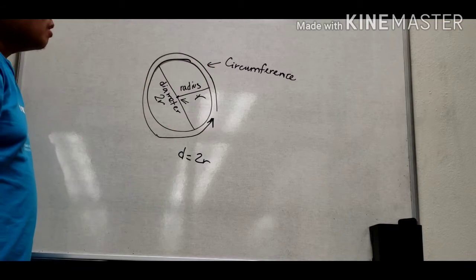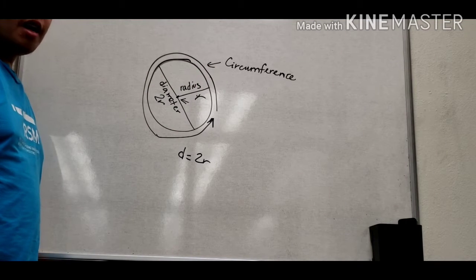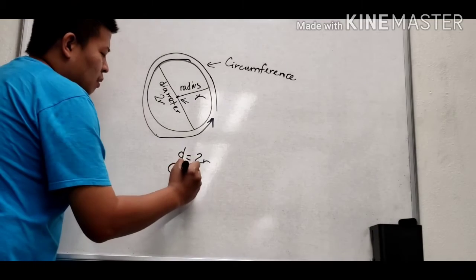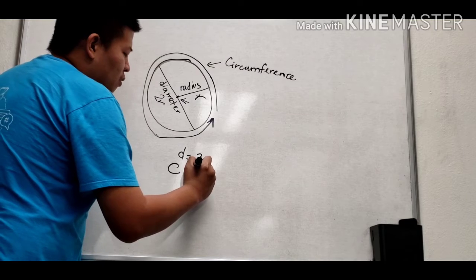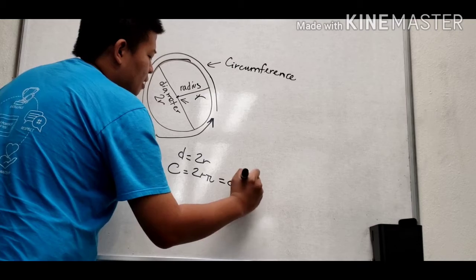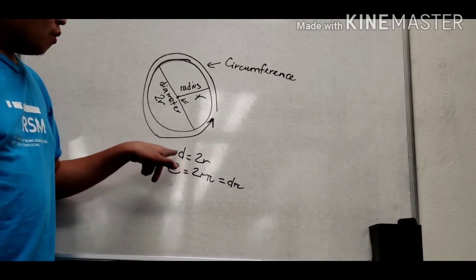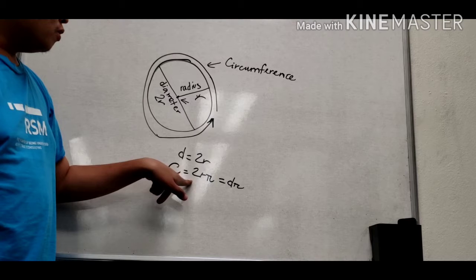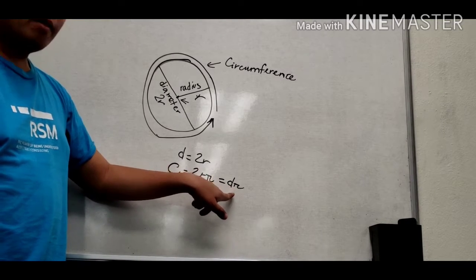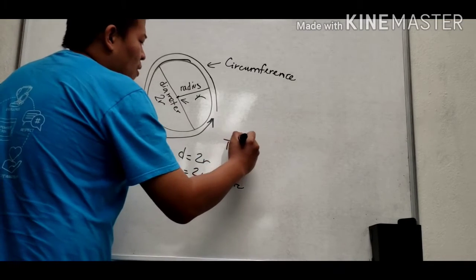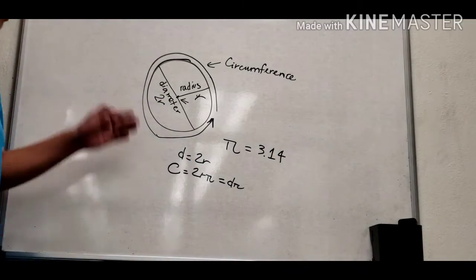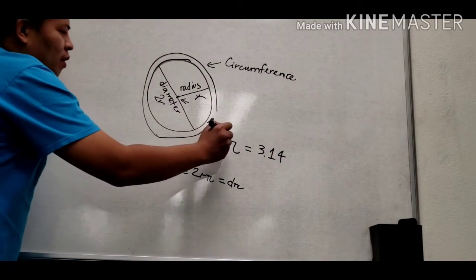The next one is the circumference. Circumference is just like the perimeter of the circle. The formula is c equal to 2 pi r, or d pi, because 2r equals d. That's why we have 2 multiplied by r multiplied by pi, or d multiplied by pi, and for pi we use 3.14. This is the basic for you.